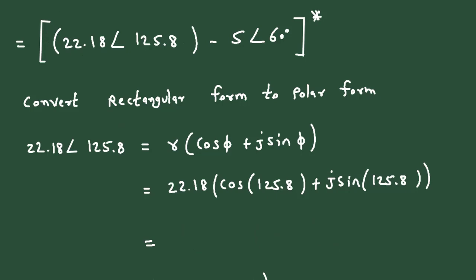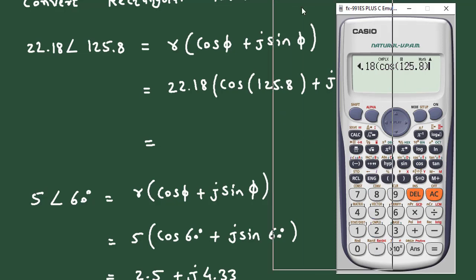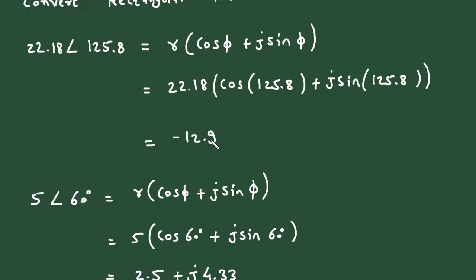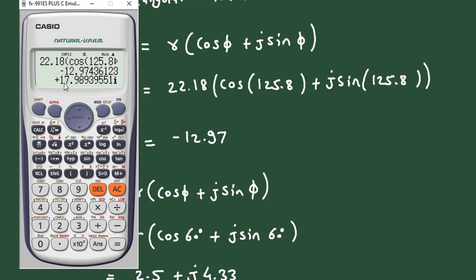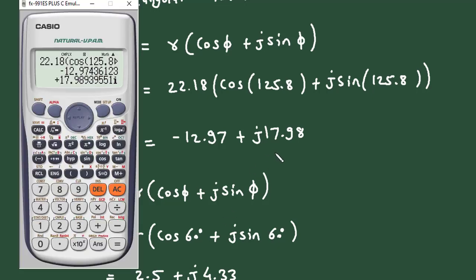So let's erase this and calculate it again. It will be 22.18 times bracket cos 125.8 plus j sine 125.8 bracket close. So it is equal to minus 12.97, minus 12.97, then plus j17.98, which is approximately 18, but let's write this value as it is: plus j17.98.